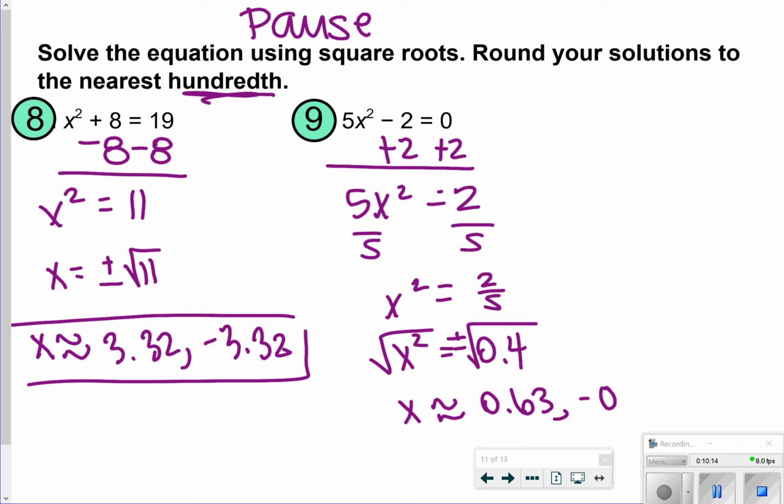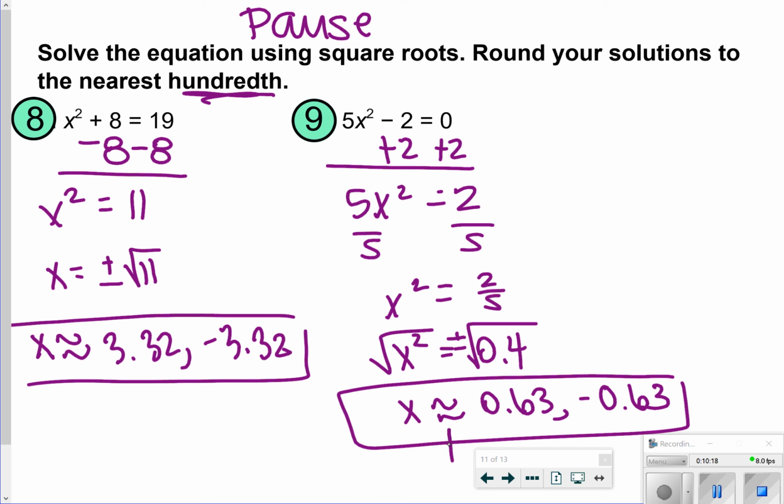Okay, and we always use the approximation symbol because we are rounding, and since these are not perfect squares, they're technically decimals that go on and on forever.